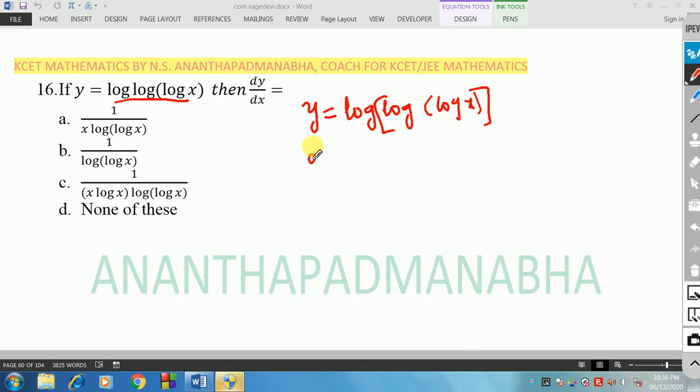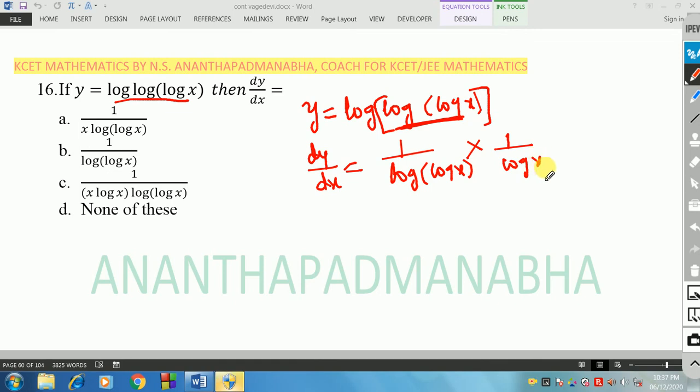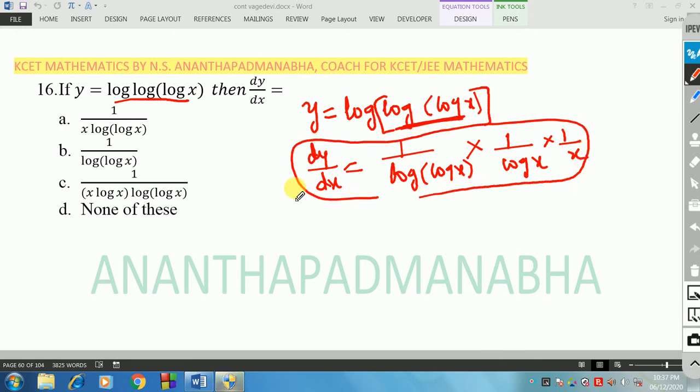Two times, that is dy by dx is equal to log something is 1 by something, that is 1 by log of log x into derivative of log x. Derivative of log x is 1 by x. So we get the answer as 1 by x into log of log x, which is in option C here. That is x log x and log of log x. Option C is the right answer.